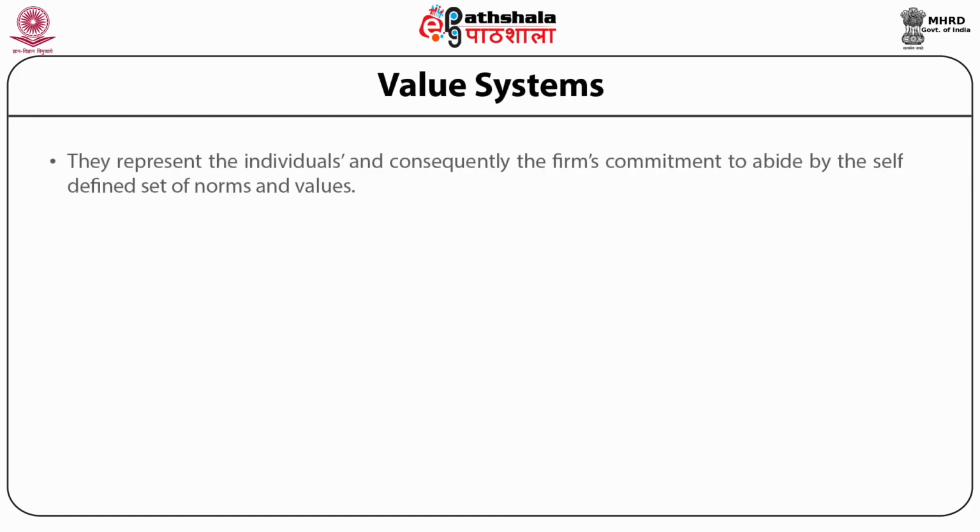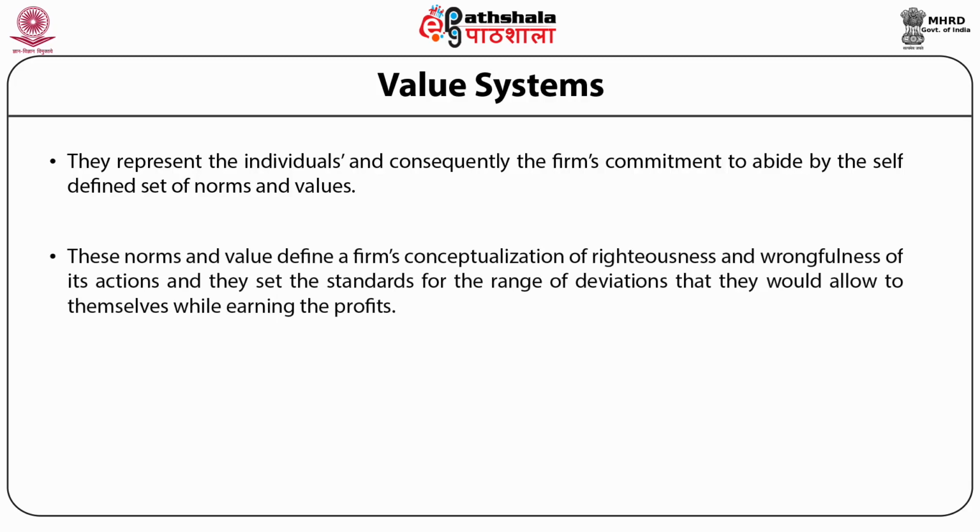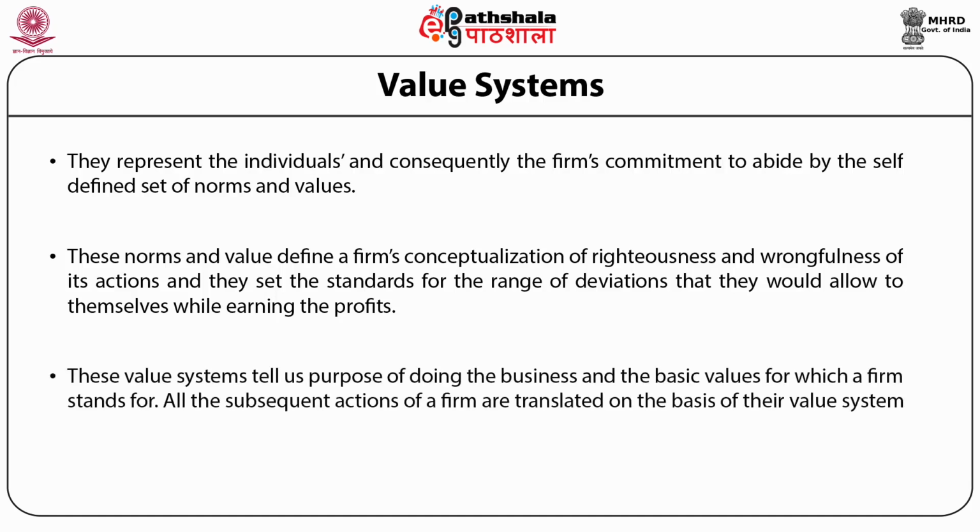Value systems represent the individual's and consequently the firm's commitment to abide by the self-defined set of norms and values. These norms and values define a firm's conceptualization of righteousness and wrongfulness of its actions, and they set the standards for the range of deviation that they would allow themselves while earning the profits. These value systems tell the purpose of doing the business and the basic value for which the firm stands. All the subsequent actions of a firm are translated on the basis of their value systems.